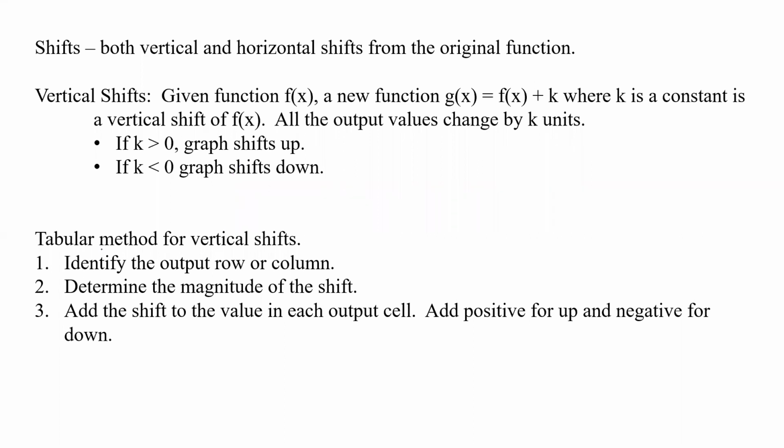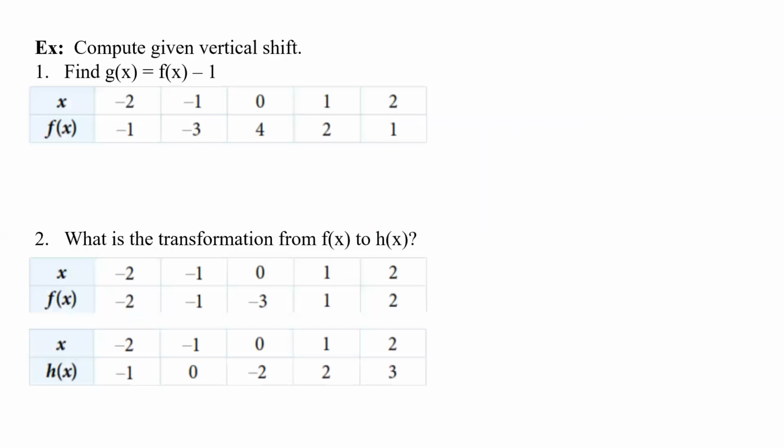Now, tabular methods for vertical shifts: basically we're going to identify the output row or column, then we're going to determine the magnitude of the shift, what is our k value, plus or minus, and what is the magnitude. Then we're going to add the shift to the value in each output cell, adding a positive if we shift up and a negative if we shift down.